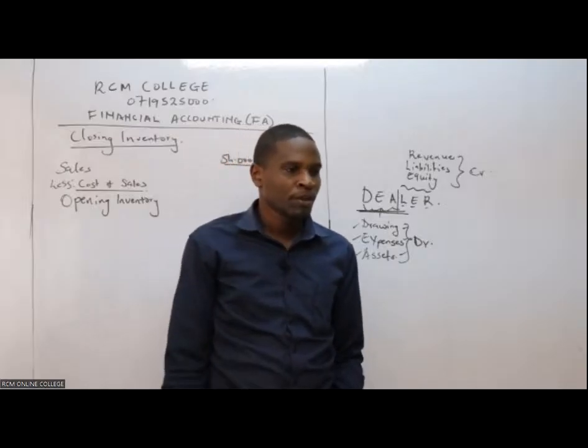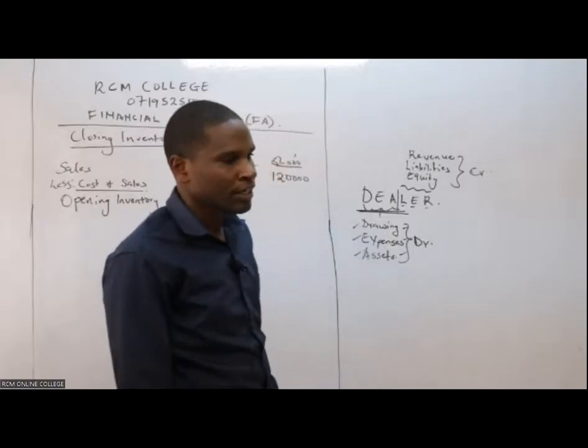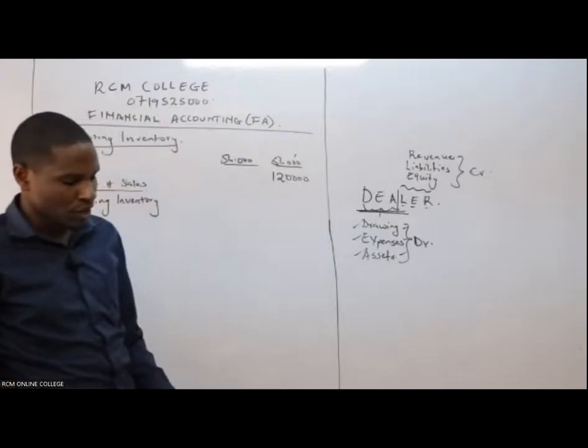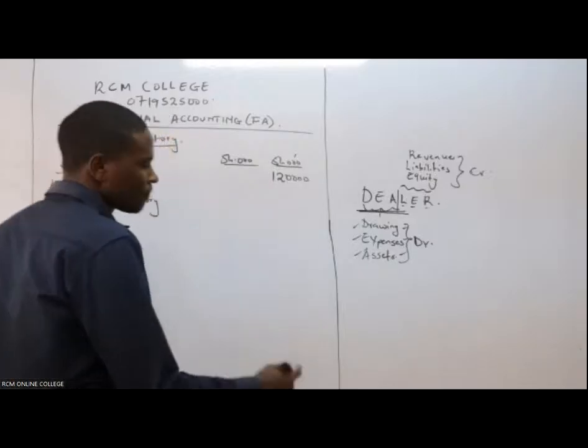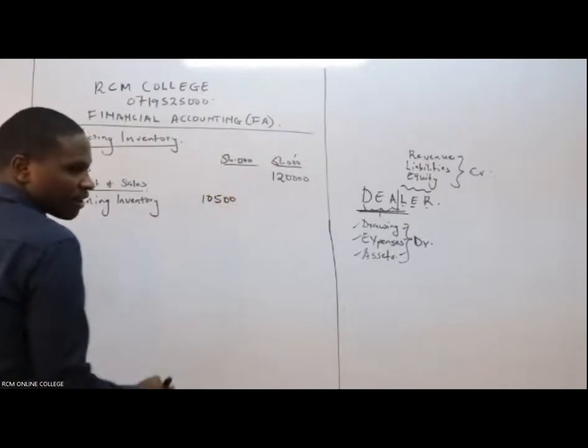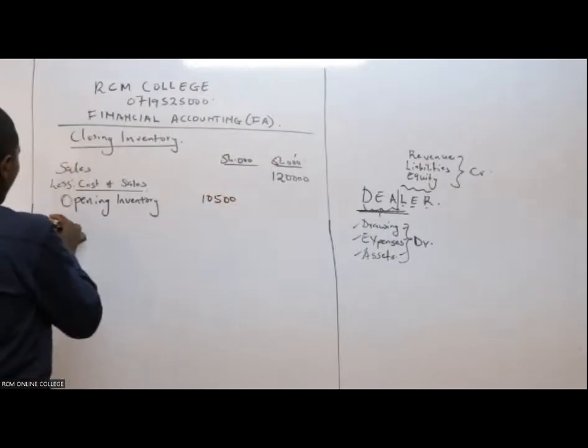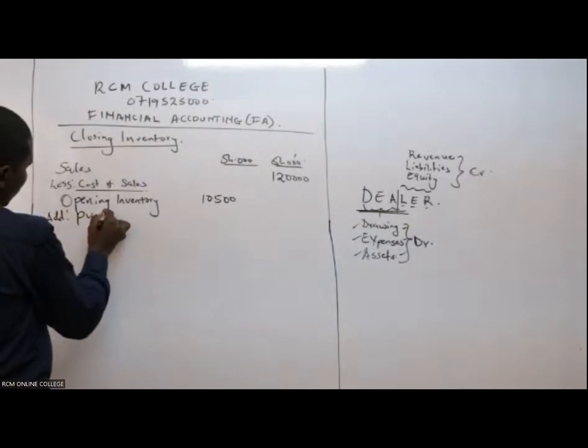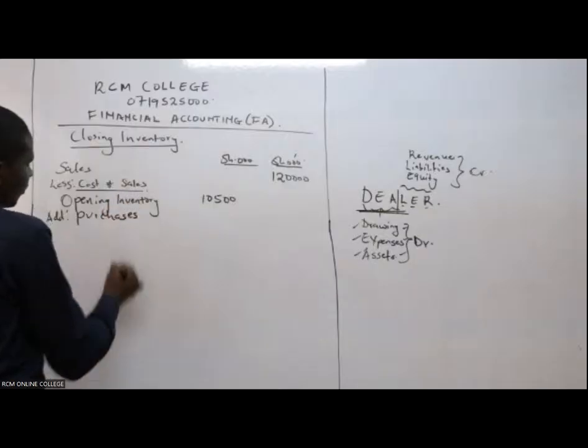For those people who have taken a screenshot, I don't know whether you can see, we have 10,500. Can you see that? 10,500 as our opening inventory. Then we add purchases. Purchases is also a part of the cost of sale.